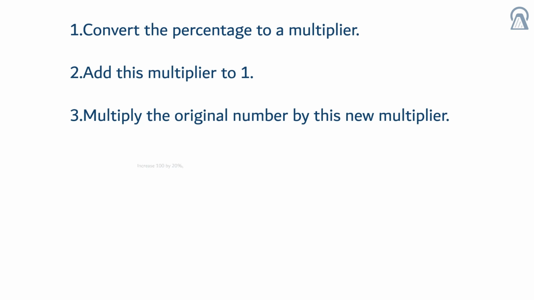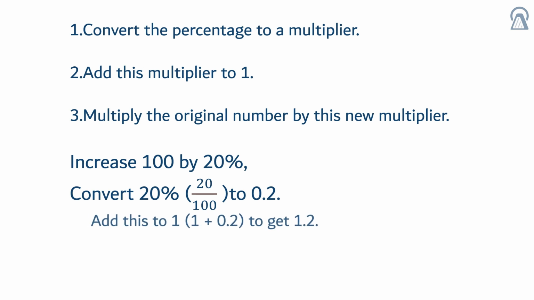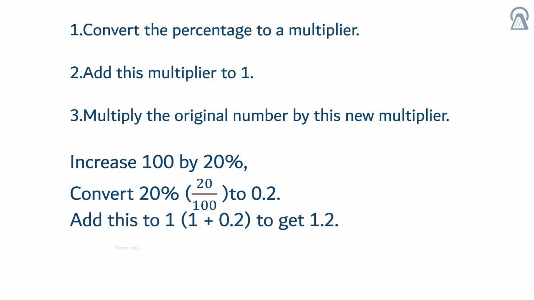So let's use this example. To increase 100 by 20%, first we convert the 20% to a multiplier, so 0.2. Then we add this to 1 to get 1.2. And then we multiply by the original number, so that was 100 times 1.2 to get 120. So increasing 100 by 20% gives us 120.